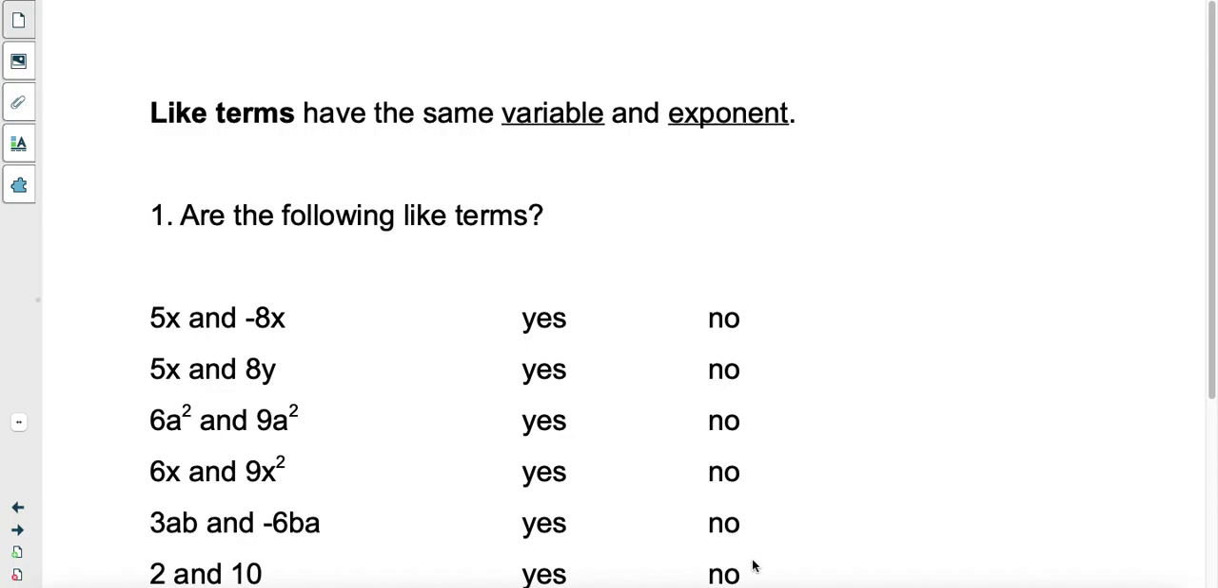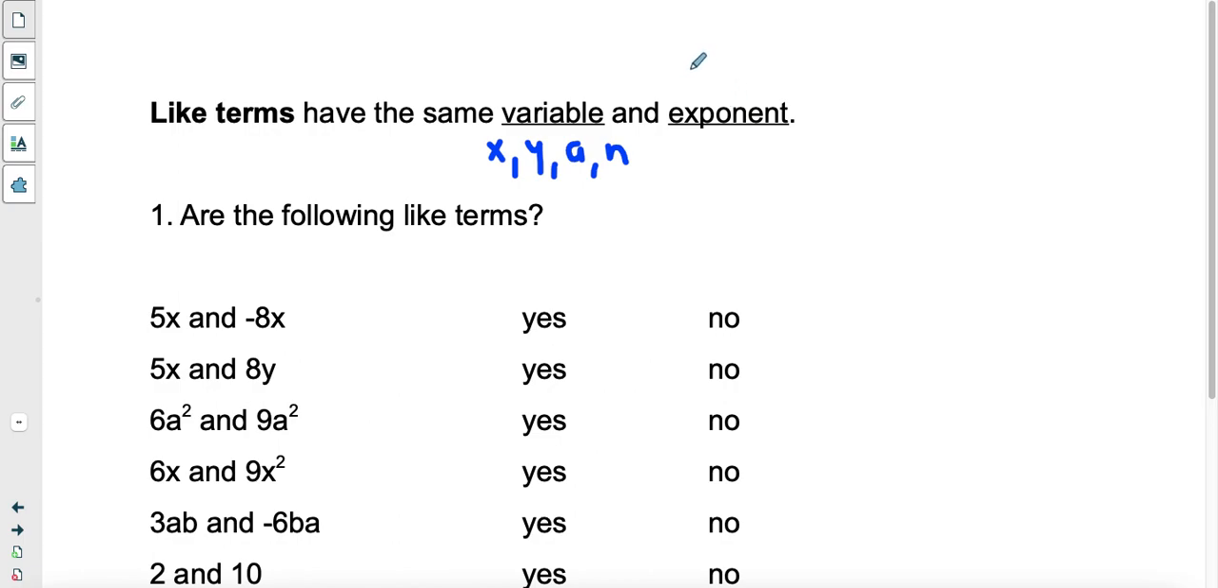Hi everyone. In this video, we're going to be looking at combining like terms. So, like terms are terms that have the same variable and exponent. What do I mean by a variable? That could be something like x, or y, or a, or n, right? Variables are just represented by different letters. Like terms also have to have the same exponent as well.